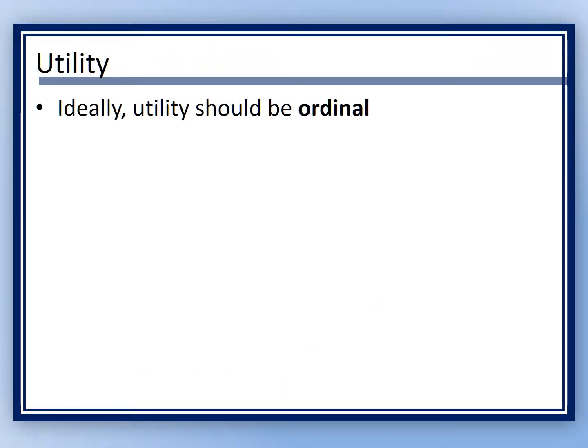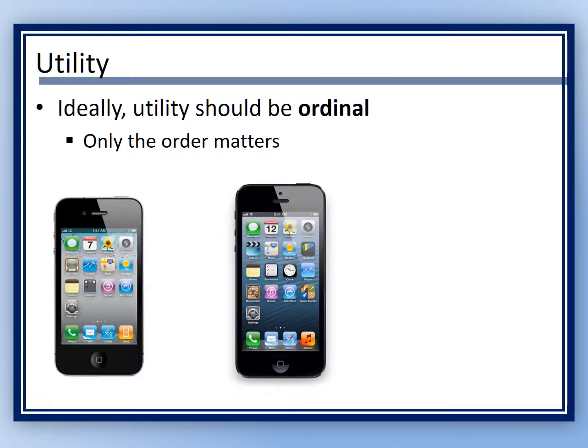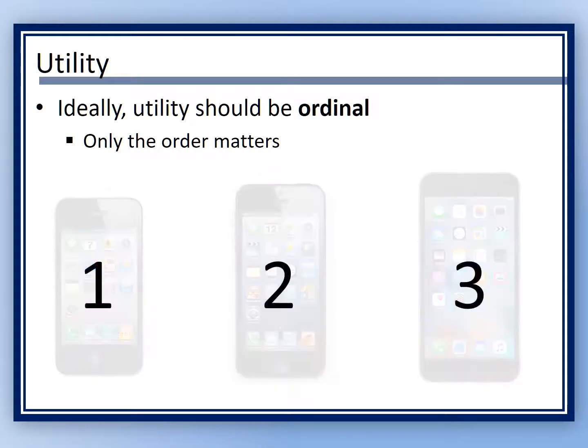Ideally, utility should be ordinal. So only order matters. And that means that you can use any numbers as long as they are bigger for the better. Right? So instead of 1, 2, 3, what can you do? Well, you can use 2, 3, 5. Does it matter? No, because 5 is better than 3, 3 is better than 2. Same idea.